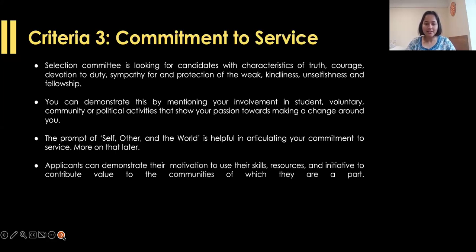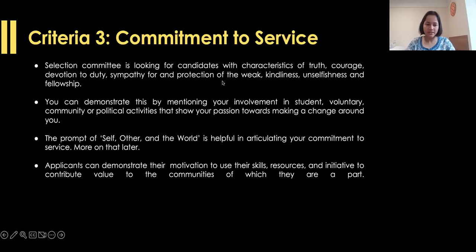Next criteria is a commitment to service. So the selection committee is usually looking for people that have characteristics of truth, courage, devotion to duty, sympathy for and protection of the weak, kindliness, unselfishness, and fellowship. While these may be really big words and big ideas, a lot of us in our day-to-day lives do engage with these thoughts and these kinds of principles in some way or the other, small or big.